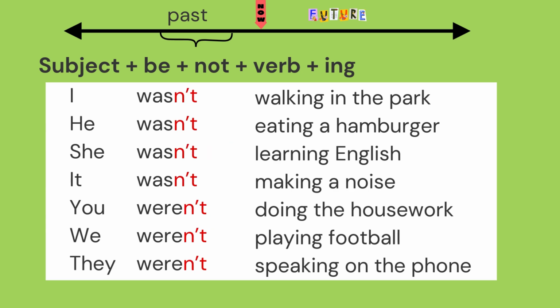Now, English people can be a little bit lazy, right? Especially when we talk. So sometimes we don't want to say was not. We say wasn't. I wasn't walking in the park. He wasn't eating a hamburger. She wasn't learning English. It wasn't making a noise. You weren't doing the housework. We weren't playing football. They weren't speaking on the phone.